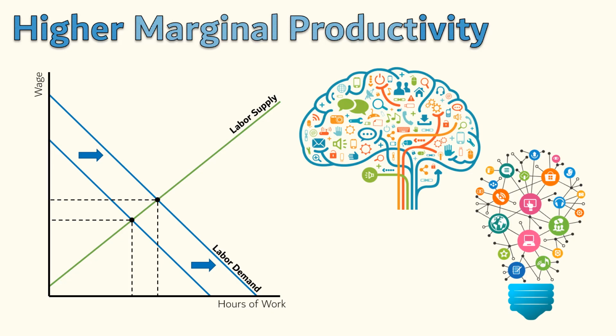The demand for labor is determined by the marginal product of labor. And in order to increase the demand for labor, you must increase the productivity of workers, which you can do through training and education, or creating better tools for people to use. Now let's take a look at how the supply of labor impacts wages.